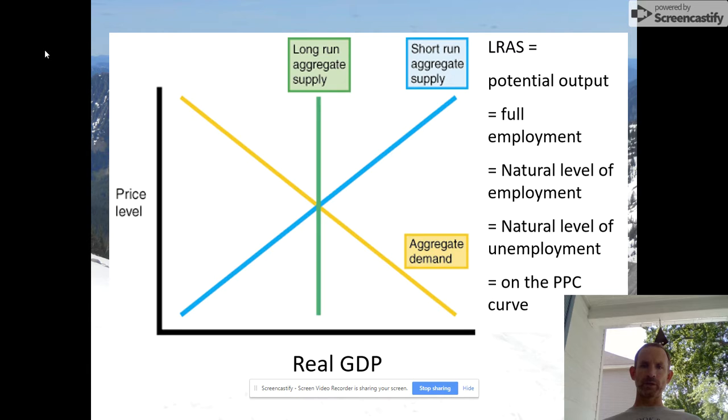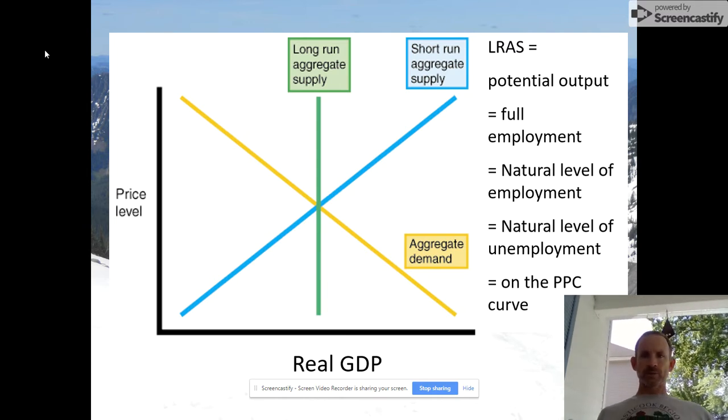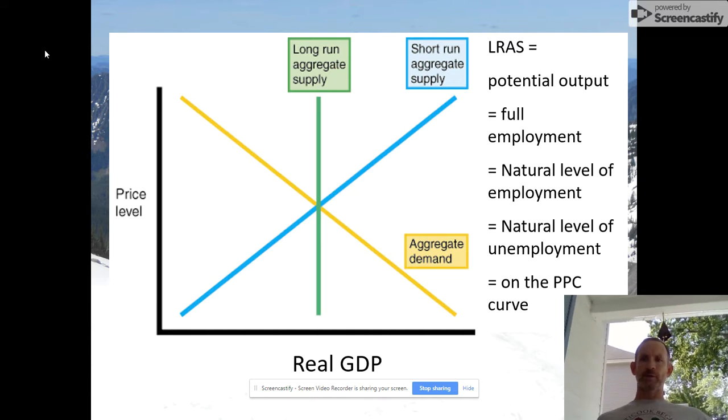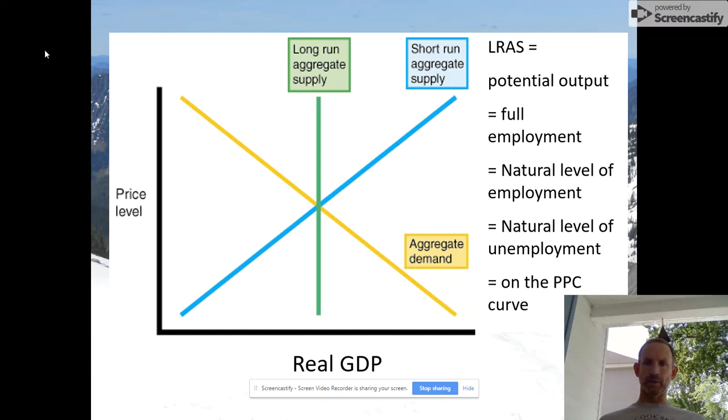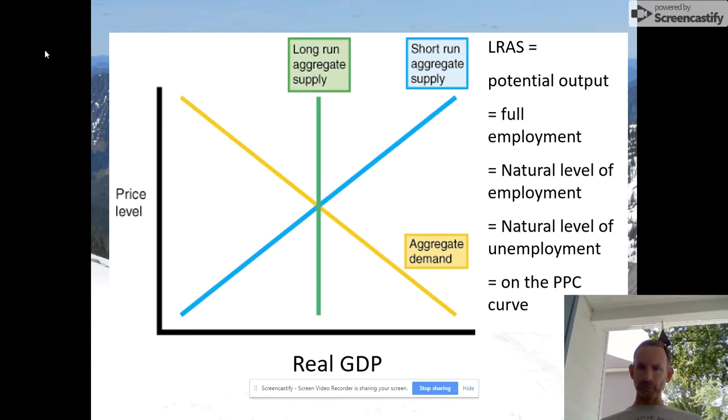We'll talk about that shortly. So that's why the short run aggregate supply curve has a positive slope. But in the long run, our potential output is really fixed at that level of full employment of our natural resources. So that same concept, the idea of potential output, is also the level of full employment, meaning everyone who wants a job has a job.